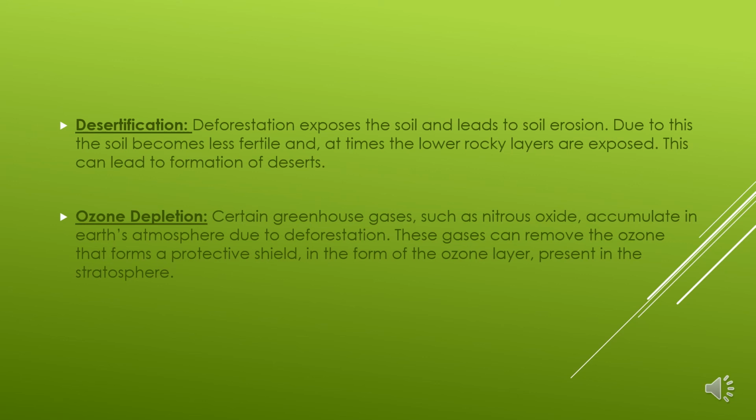So because of that, what happens? The UV radiation will be exposed to our bodies, and we may get a lot of diseases like skin allergies, skin cancers, and eye problems, eye disorders, early cataract. All these problems we will get. So ozone depletion is also one of the consequences of deforestation.